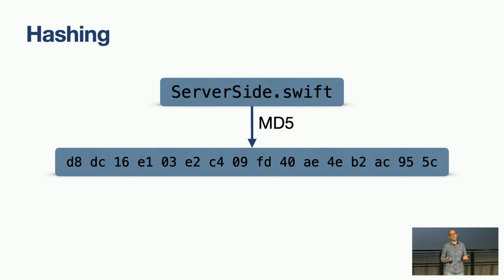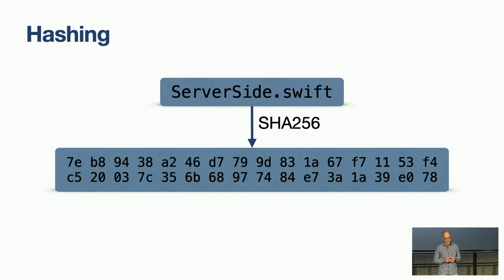Well-known algorithms include MD5, which is not secure anymore, and SHA-256. There are also variants with 384 and 512, and that's the output length in bits.